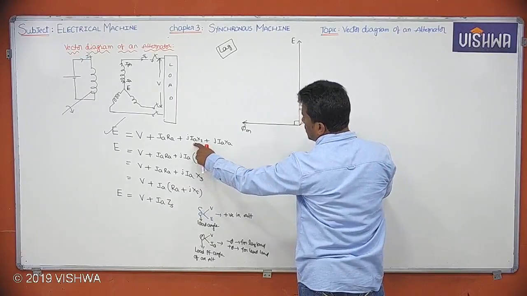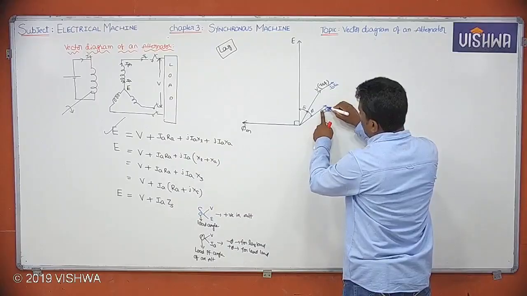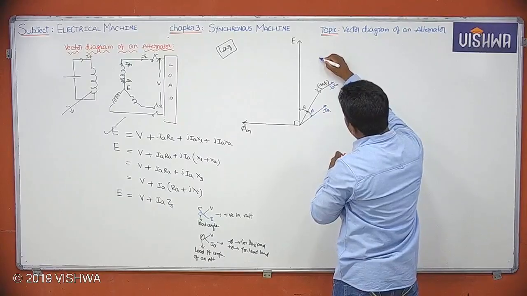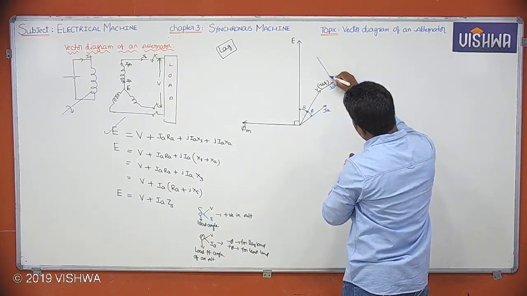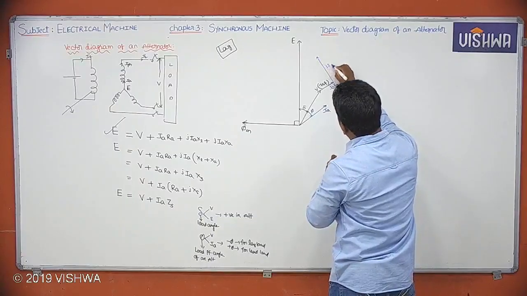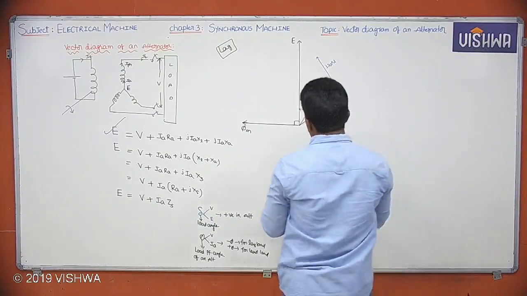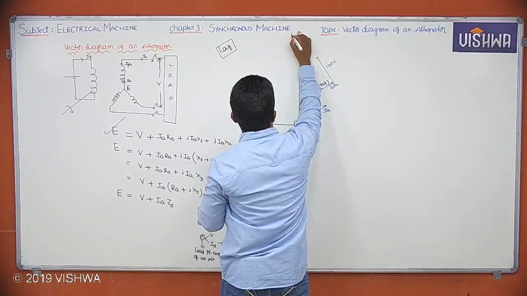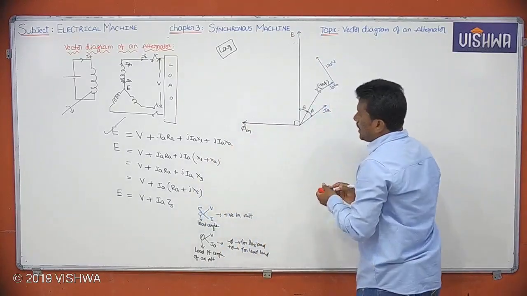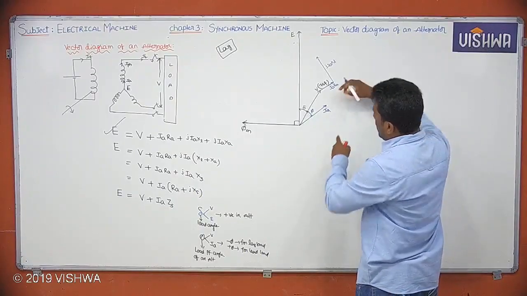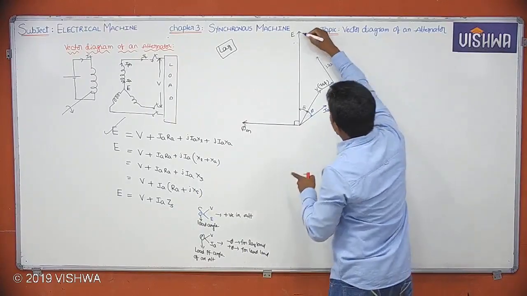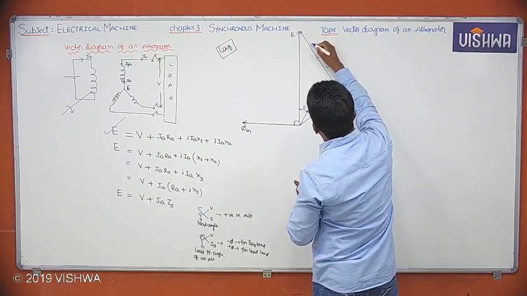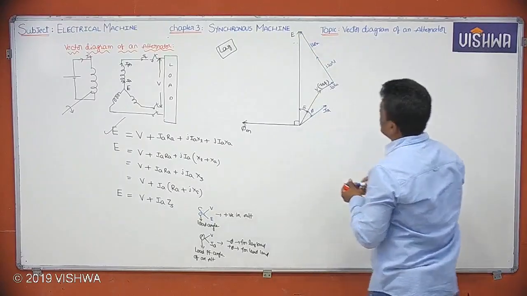And what about jIA XL? It is making 90 degrees with your IA, nothing but with this vector, because these two are parallel, no? Therefore, let me draw 90 degrees. This is jIA XL. Now what about this one, jIA XA? This is also 90 degrees with your IA, in phase with your jIA XL. This is jIA XA.